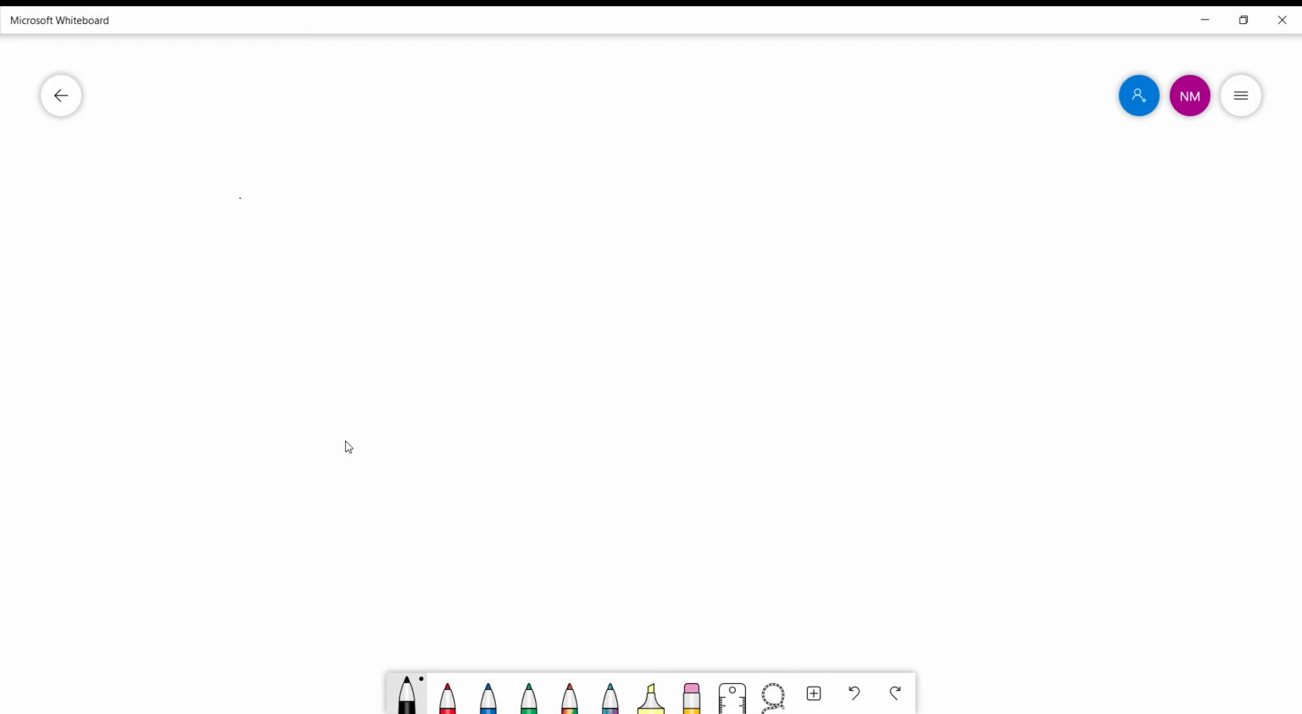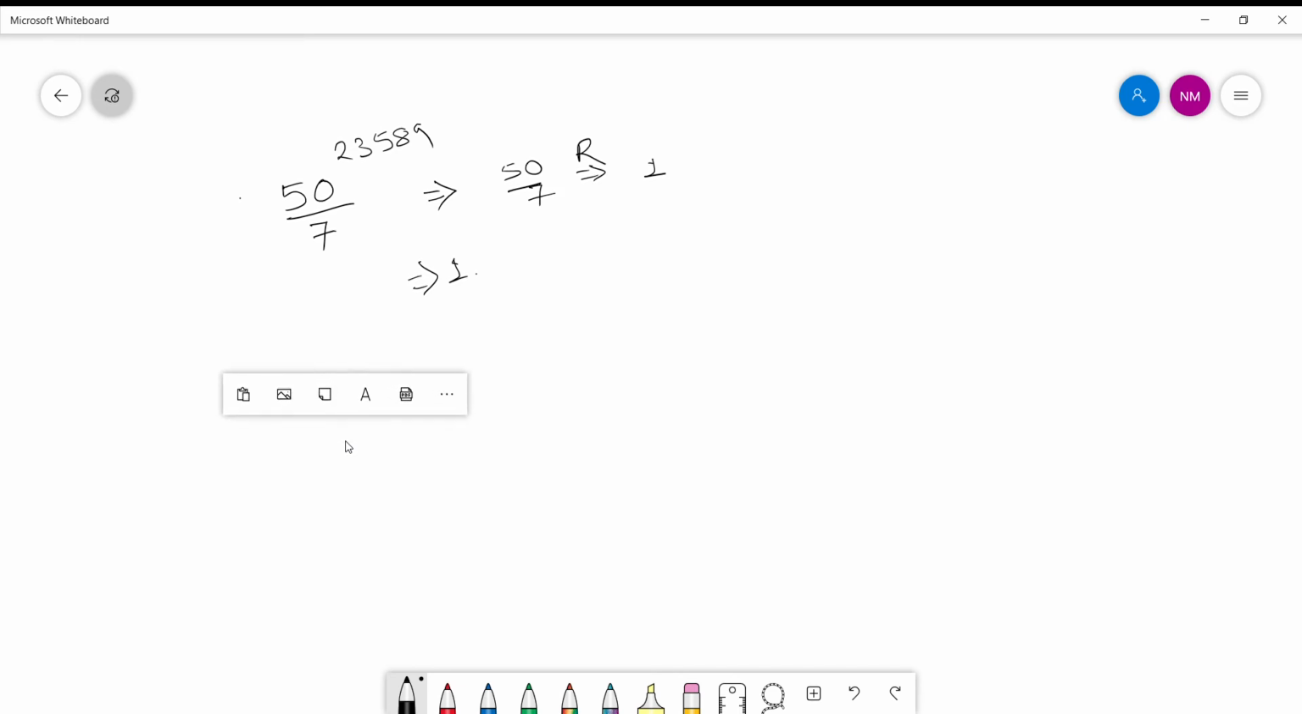Okay, let's discuss another question. So let's say we have a number and we have to calculate this, right? So again, we can start with 50 by 7, which gives me a remainder of 1. And since we got a remainder of 1 the first time, I know that any subsequent power is going to give me a remainder of 1, which means this particular number is going to give me a remainder of 1 always. Any power of 50 when divided by 7 will give me a remainder of 1, right?